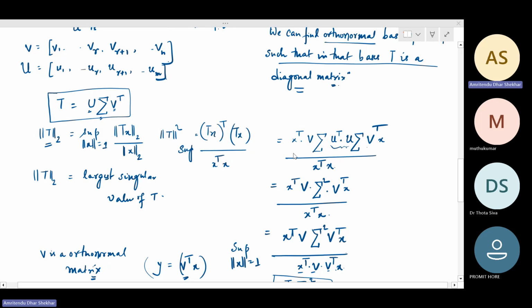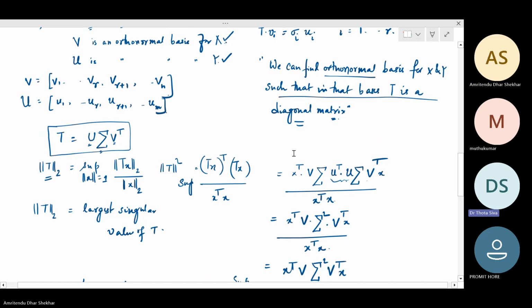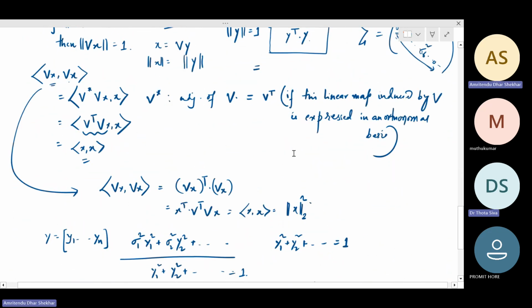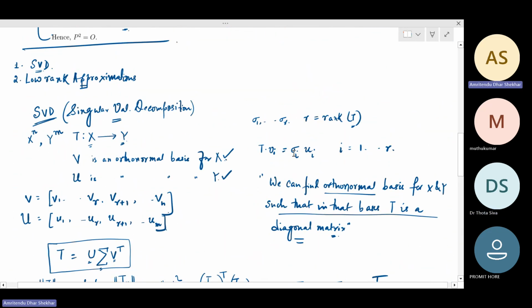Is it clear? Yeah, it's clear. Okay. And can you give some applications, like in computer science, or real world examples?